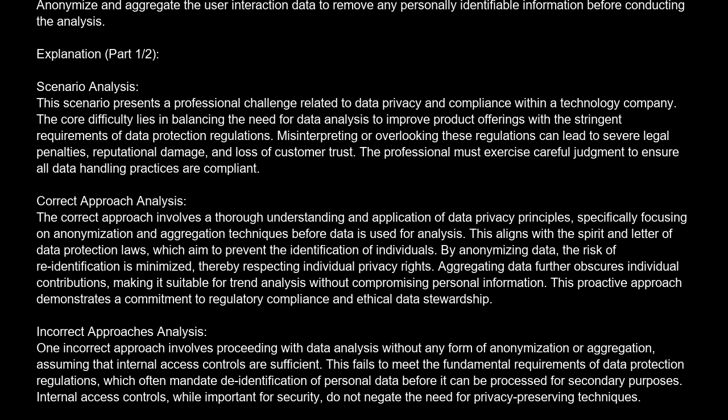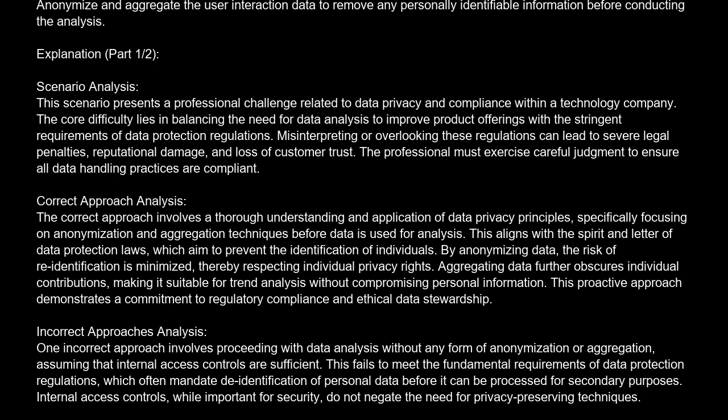Explanation. Scenario analysis. This scenario presents a professional challenge related to data privacy and compliance within a technology company. The core difficulty lies in balancing the need for data analysis to improve product offerings with the stringent requirements of data protection regulations. Misinterpreting or overlooking these regulations can lead to severe legal penalties, reputational damage, and loss of customer trust. The professional must exercise careful judgment to ensure all data handling practices are compliant.